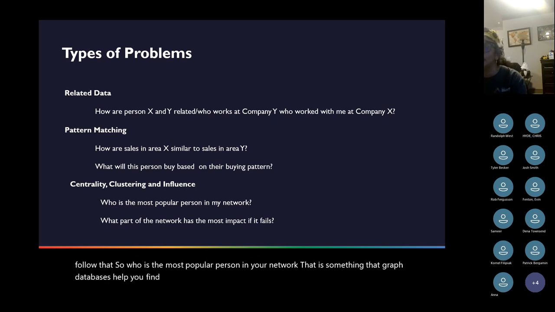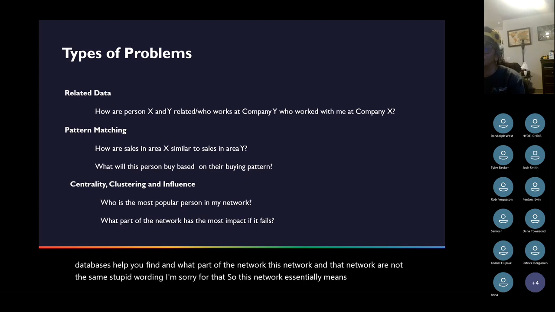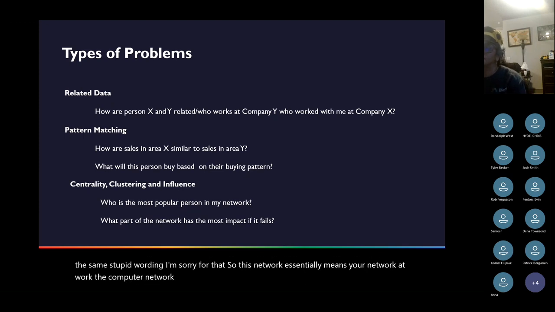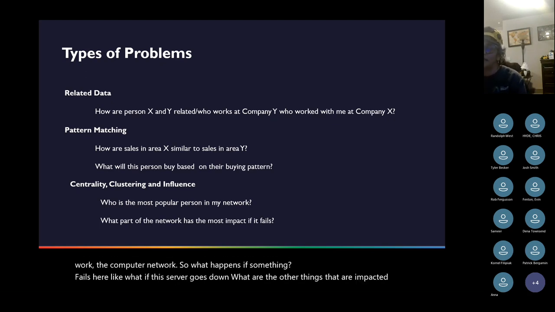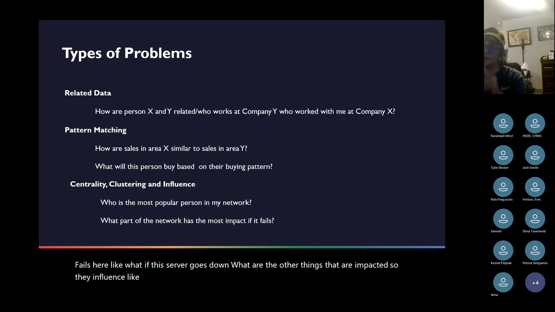And what part of the network... this network and that network are not the same. Stupid wording, I'm sorry for that. So this network essentially means your network at work, the computer network. So what happens if something fails here? Like, what if this server goes down? What are the other things that are impacted? So the influence like that. These are the kind of problems that your graph data implementation is going to help you solve.